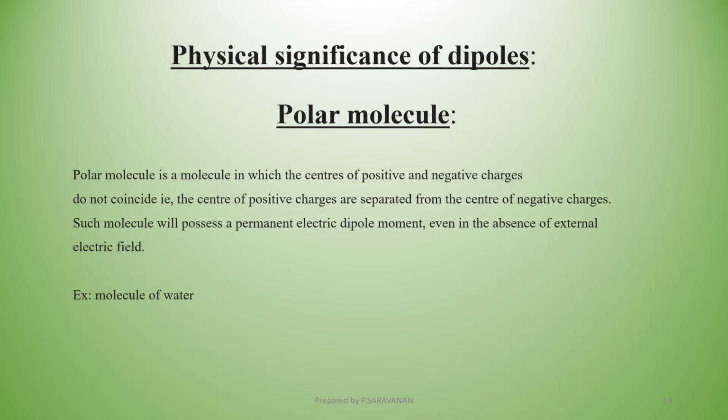Let us define a polar molecule, which is a physical significance of an electric dipole. A polar molecule is a molecule in which the centers of positive and negative charges do not coincide. That is, the center of positive charges is separated from the center of negative charges. Such a molecule will possess a permanent electric dipole moment even in the absence of an external field. Example, molecule of water.